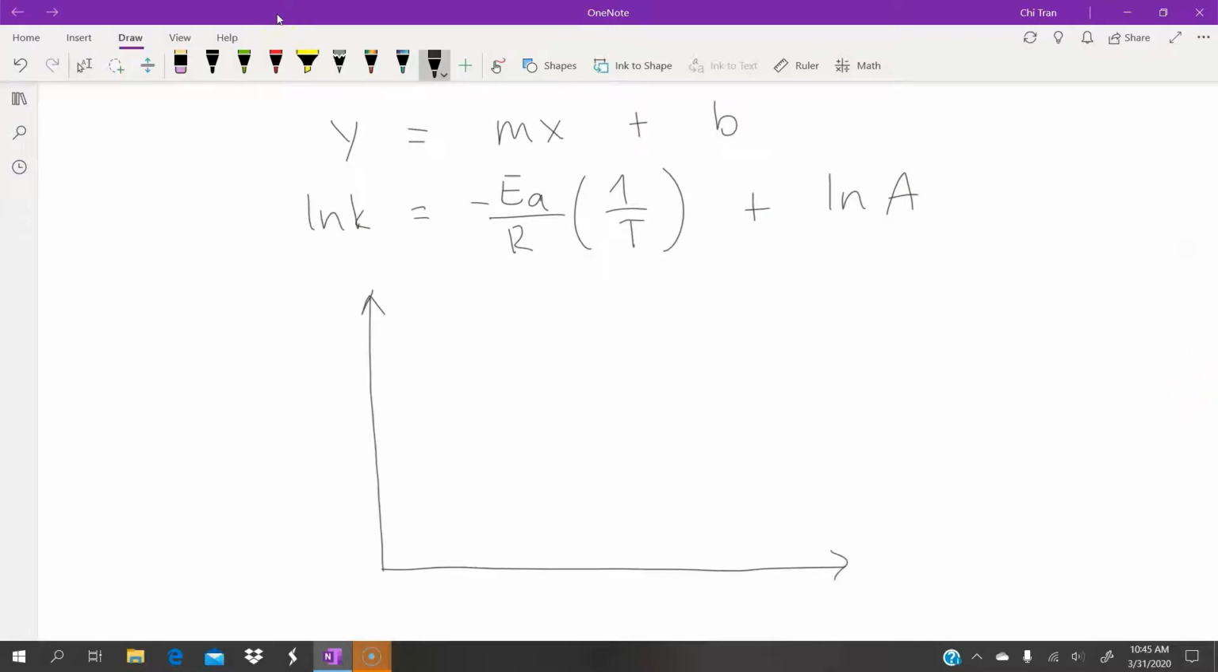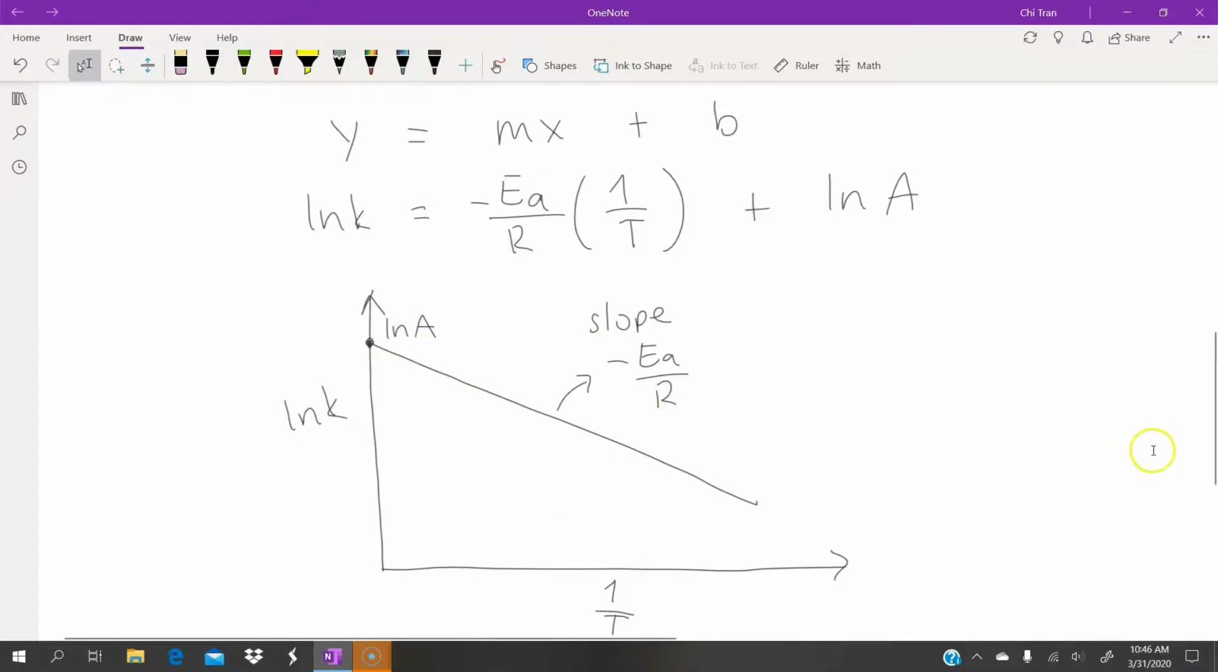So on our graph, on the x-axis, we would have 1 over T. On our y-axis, we would have ln K. The graph looks like so. And at our y-intercept would be ln A, and our slope would be negative Ea over R. So looking at this graph, it makes sense because as we change temperature, it changes our rate of reaction. So you can see a definite relationship there.